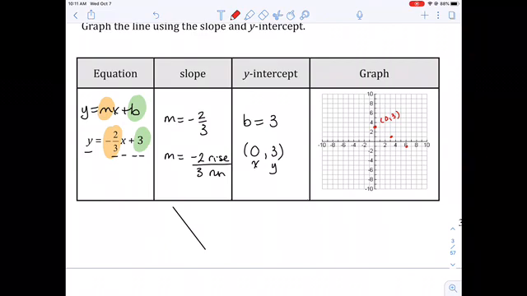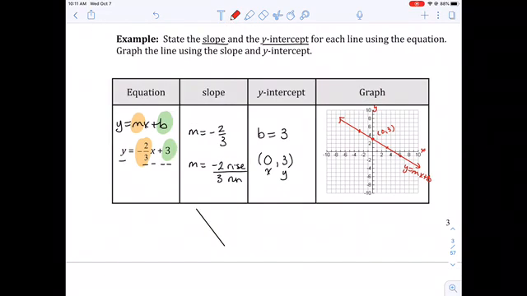If we had to, we could go left 3 and up 2. But again, our pattern from left to right is down 2, right 3, down 2, right 3. So there we go. There's our line, and there's the equation. There's the line of the equation, y equals mx plus b. There's our x-intercept, and there's our y-intercept. Okay?